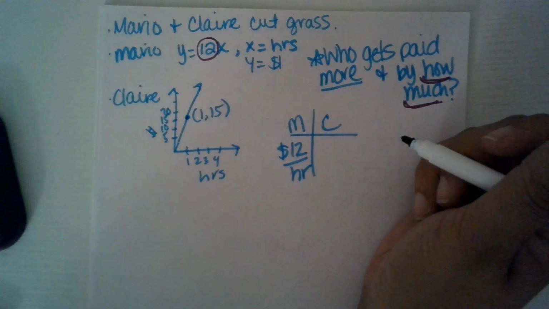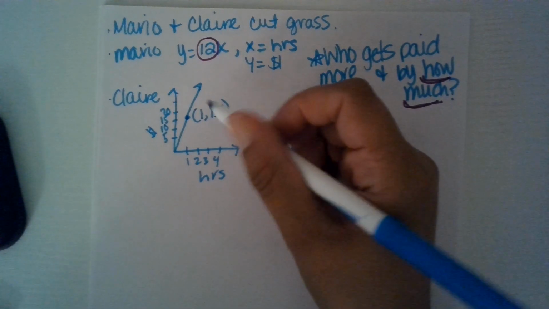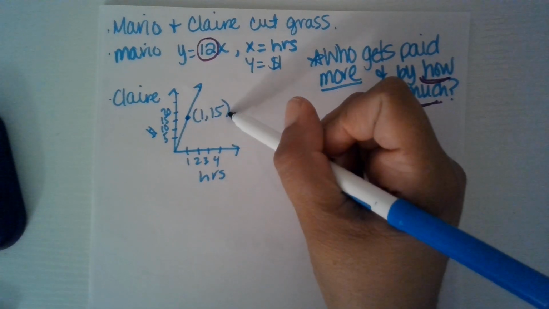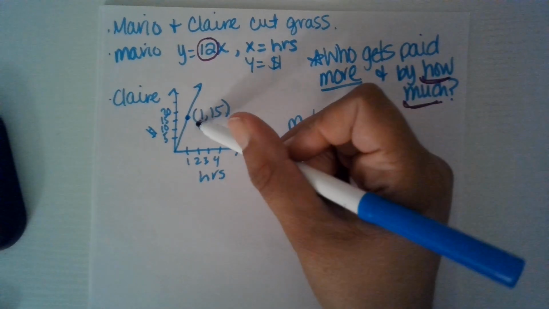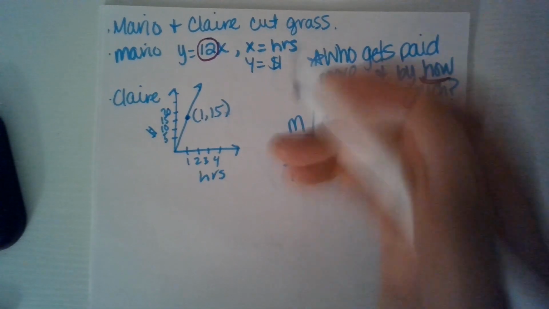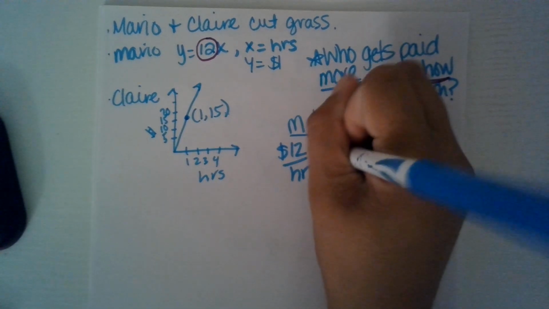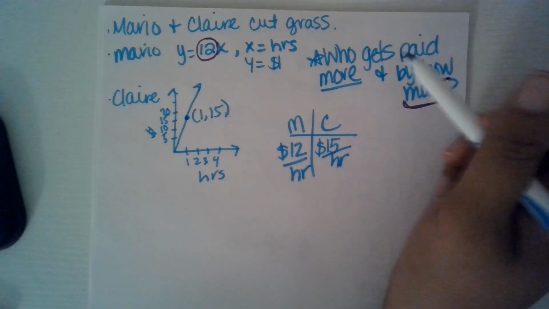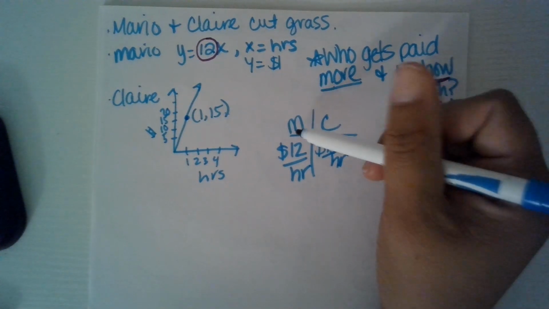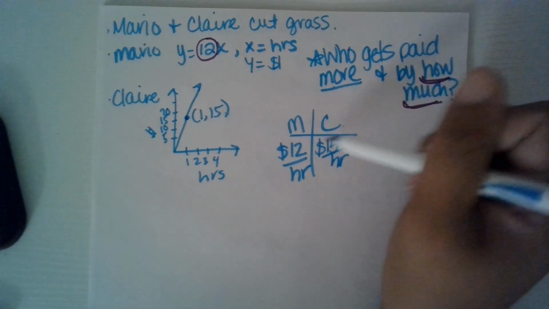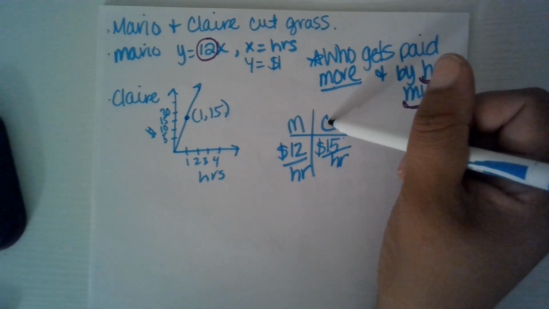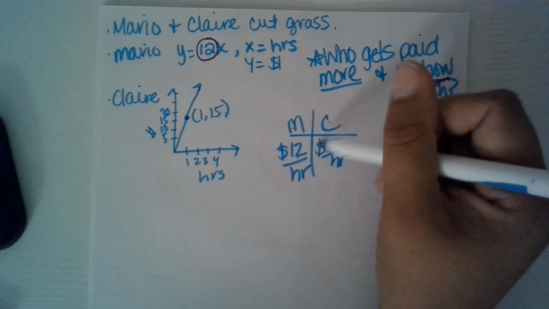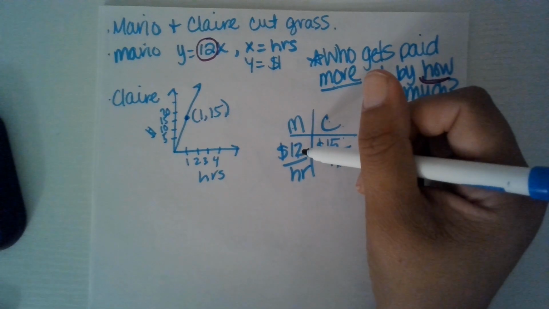That's his pay rate. Claire's pay rate is on the graph though. And remember, when X is 1, your magic number is the Y value. So because this is 1, this is the magic number. So for Claire, her pay rate is $15 an hour. So now compare. Who gets paid more? According to my numbers, 15 is bigger than 12. So Claire makes more.